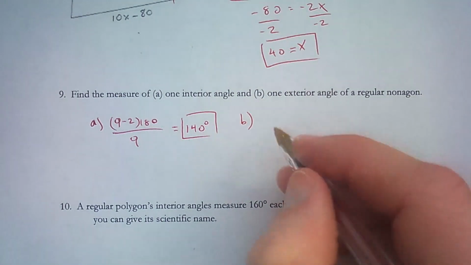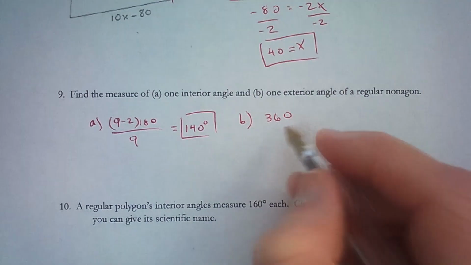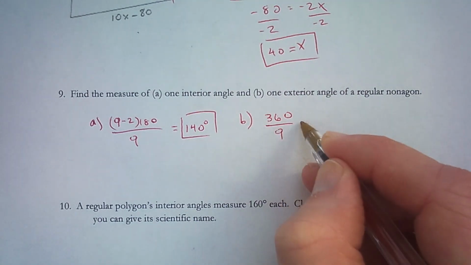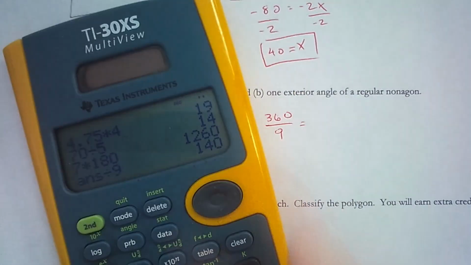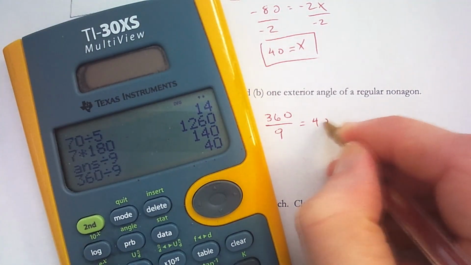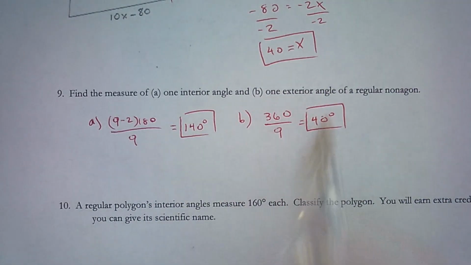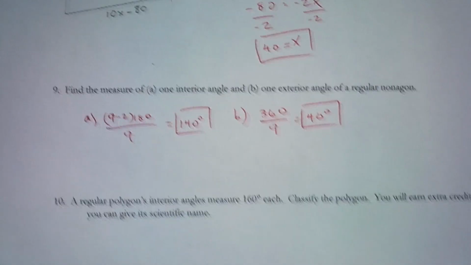And for B, one exterior. Exterior angles always add up to 360, and since it's regular, they're all the same, so I can just divide that by 9. 360 divided by 9 is 40 degrees. Notice that the interior and exterior add up to 180. That will always be the case.